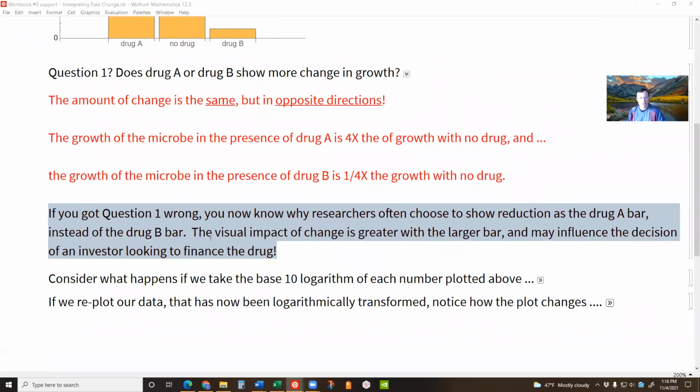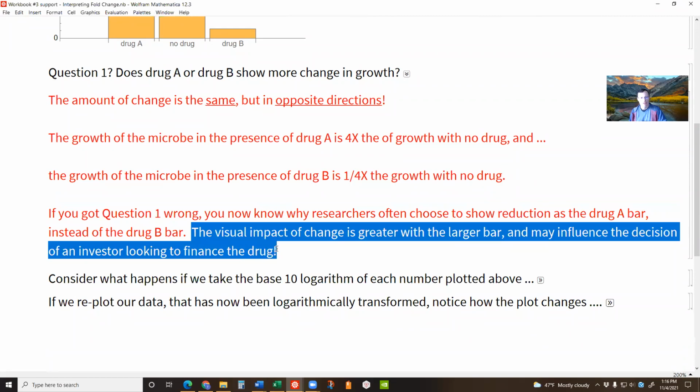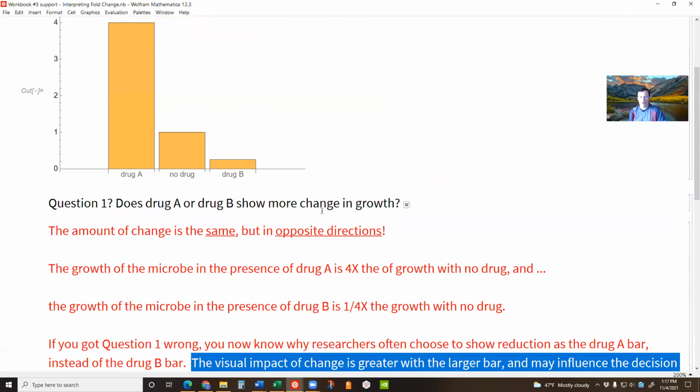But take a look at this last sentence here. The visual impact of change is greater with a larger bar and may influence the decision of an investor looking to finance the drug. If you're a drug company and you have a drug that reduces growth, it is better to show the reduction in growth as a positive gigantic bar than a tiny little bar, is it not? Because you see how you yourselves interpreted this.